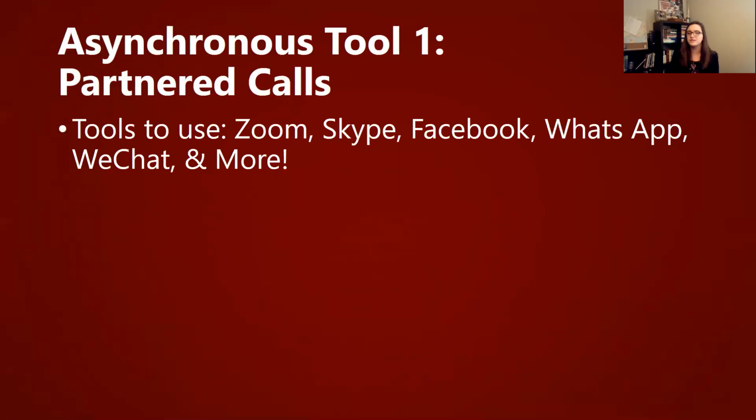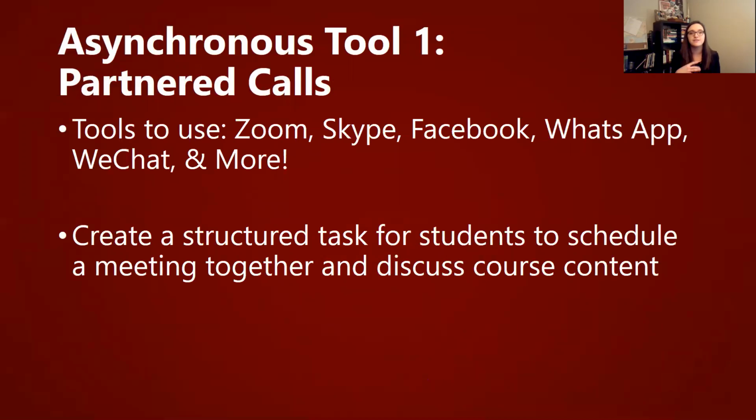So the ways that I do this are through Zoom, Skype, Facebook, WhatsApp, WeChat, more, right? Most often I have them meet up for a Zoom, and I create a structured task for the students. They schedule a meeting together and they complete that task. They can discuss course content during that time. And so in this way, they're able to discuss, oh, this is my writing process. This is what I usually do first, second, third. What do you do? And they're able to exchange ideas and strategies.